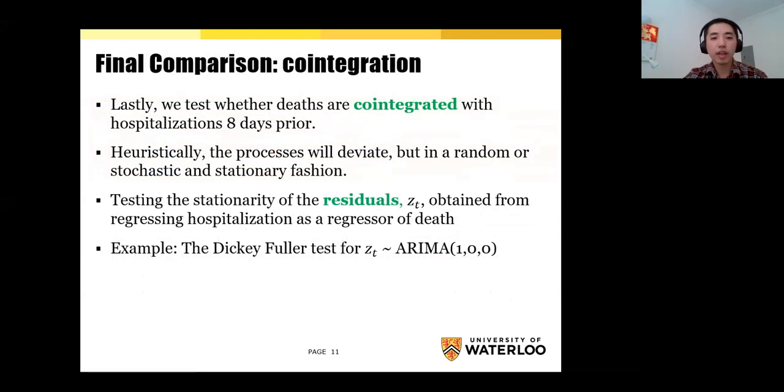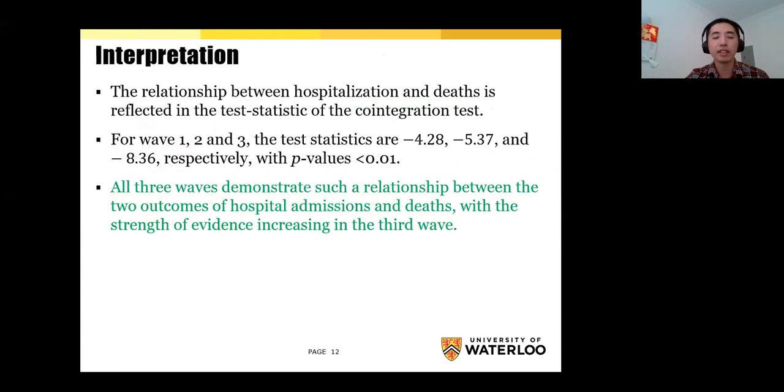If you want to extend this study a little bit more, you can compare the relationship between these two. We're not going to go through the details, but just giving the results: the two time series processes are related in a long-term relationship, and that can be tested using the co-integration approach. Our analysis says that yes, for all 3 waves, the number of hospitalizations and the number of deaths are related in this long-term stochastic way, and this relationship is especially strong for the 3rd wave.